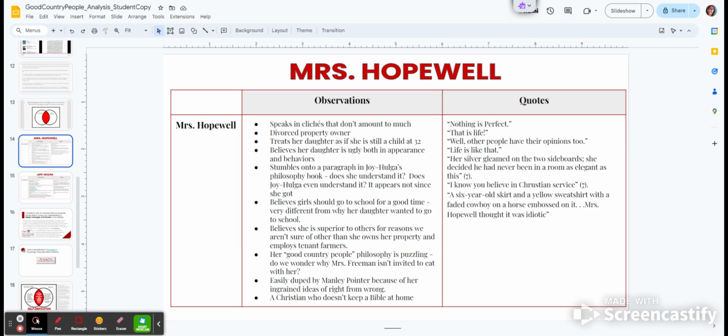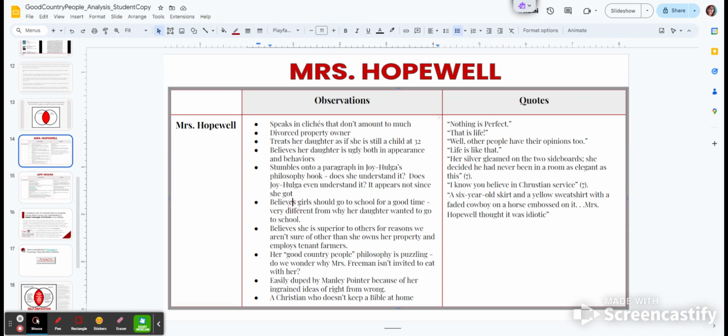She stumbles across this paragraph in this philosophy book and doesn't really understand it. But it also makes me wonder if Joy Helga even understands it. And then I didn't finish my thought here. I don't know what that was. Mrs. Hopewell believes that girls go to school for a good time, and that's a very different reason than her daughter wants to go to school. She believes she's superior to others for reasons we aren't really even sure of. I mean, we know she owns property. She employs these tenant farmers.